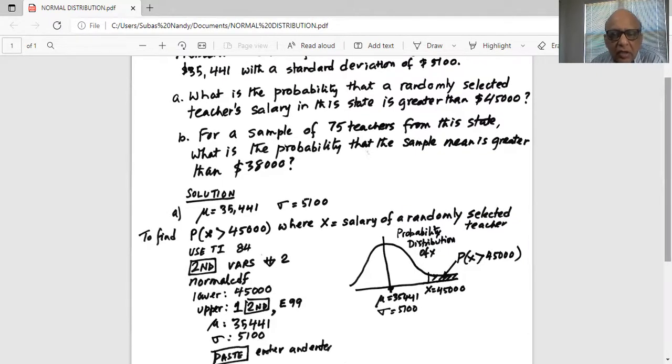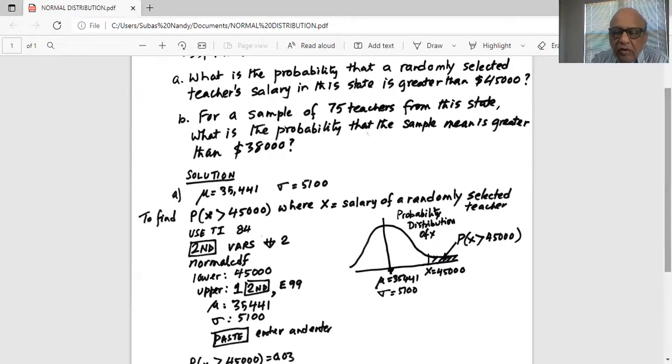We press the second button on the TI-84, then the DISTR key, which is in the third row, second key, and then we scroll down to number 2, which is normalcdf. I show you on the diagram that we are on the right hand side of 45,000 because we want to find out the probability of X greater than 45,000. So my lower boundary is 45,000.